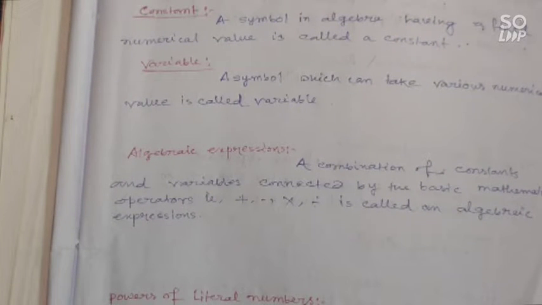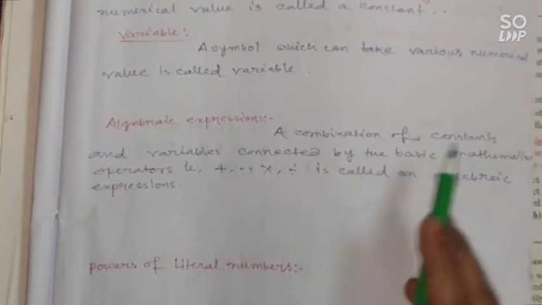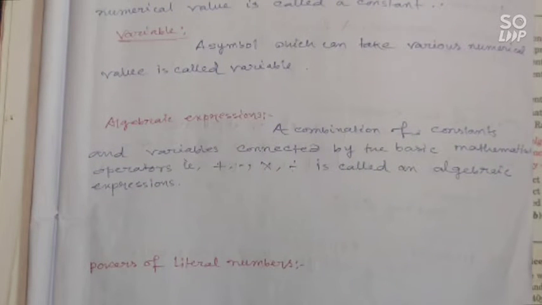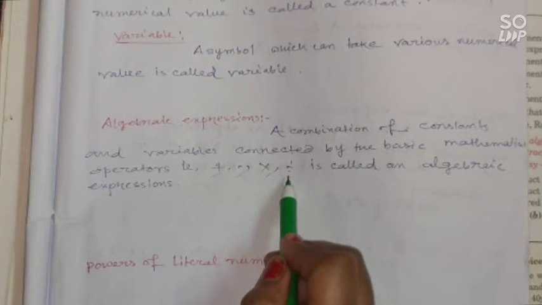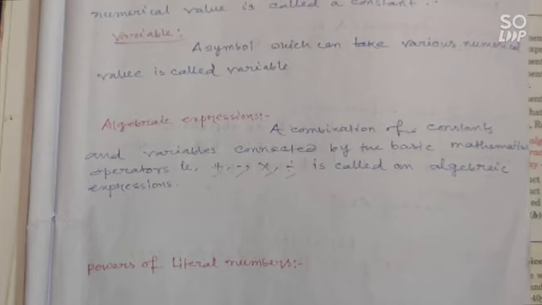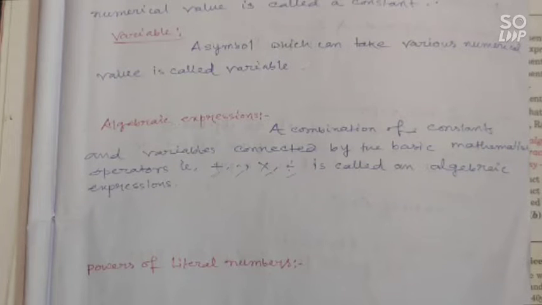What is called algebraic expression? A combination of constants and variables connected by the basic mathematical operations. What are the mathematical operations? Plus, addition, subtraction, multiplication and division. So a combination of constants. What is called constant? A symbol in algebra having a fixed numerical value is called a constant. Numerical value means number.